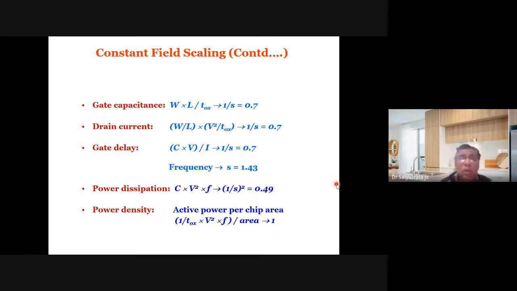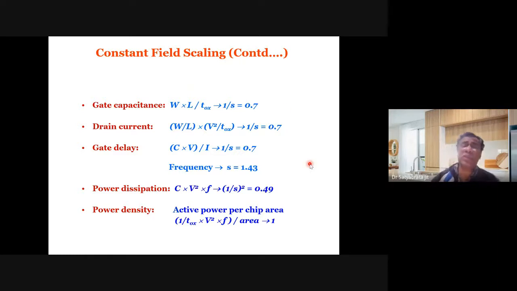Okay, but the power density remained the same. So the power dissipation is reduced by 50% in the case of constant field scaling, and the frequency of operation, the speed of operation, was increased by 1.43 times. Power dissipation reduction was there.